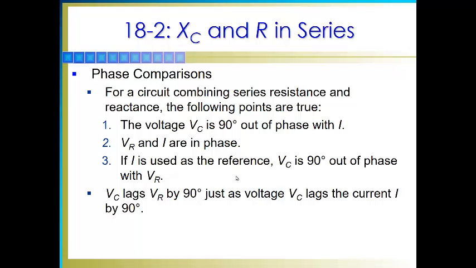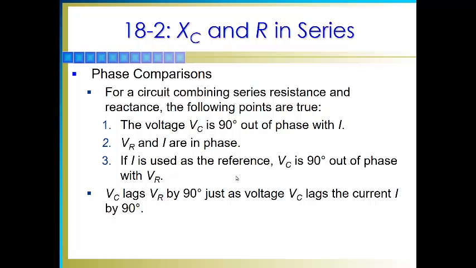We can always say that the voltage across the resistor is 90 degrees out of phase with the voltage across the capacitor. Okay, because remember that the voltage across the resistor is in phase with the current and with the source. And the voltage across the capacitor is 90 degrees out of phase with the current. So if VR has the same phase as the current, that implies that VR and VC are 90 degrees out of phase.